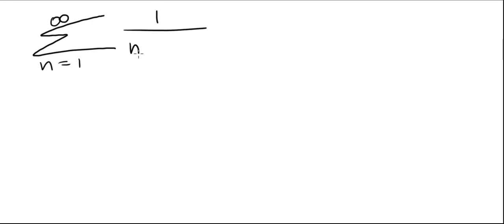We're going to determine if the series, the summation n equals 1 to infinity of 1 divided by n squared plus 5 converges or diverges. And we're going to do it by using three different methods.